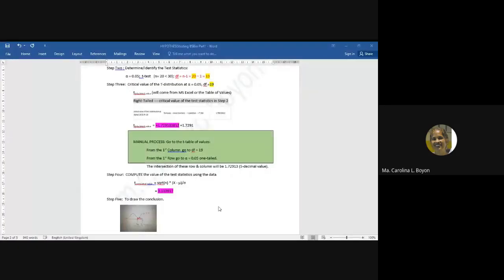Okay, now this means that for step four, we needed to compute the tabulated value for the t, which in this example is equal to 3.133917. Okay, let's rework this. So the t computed is given out to be this value. Okay, so what is this equal to?